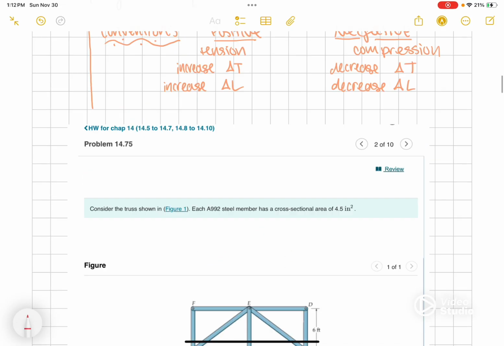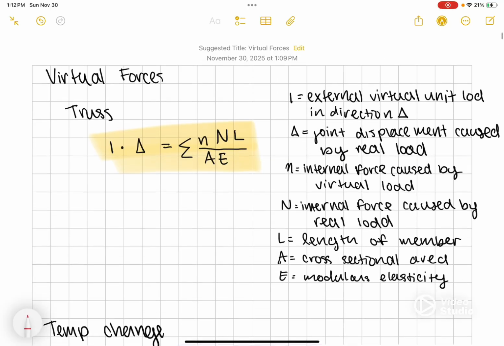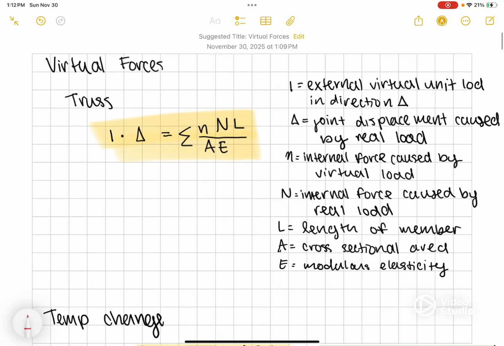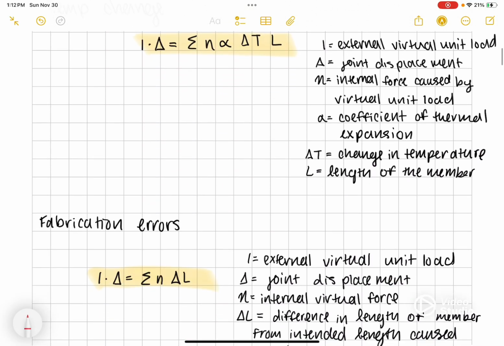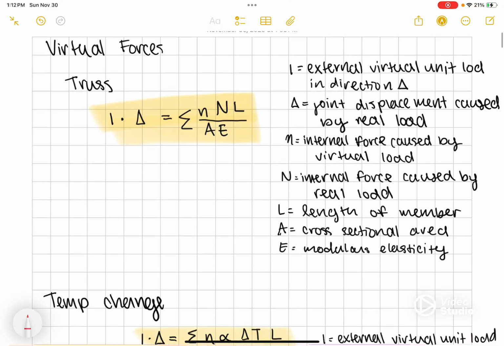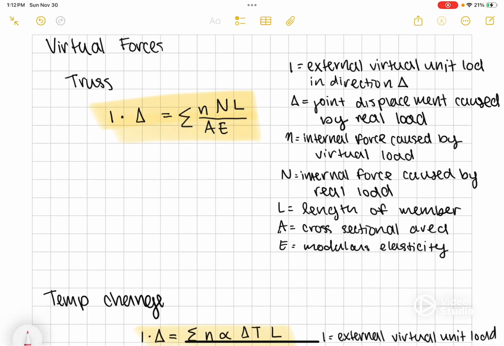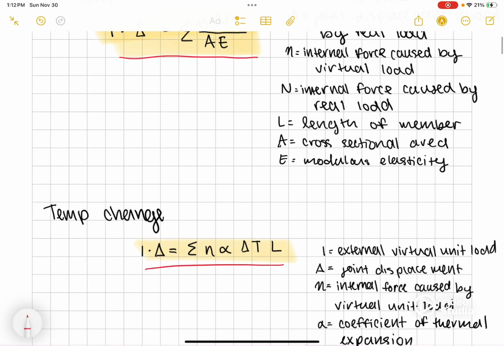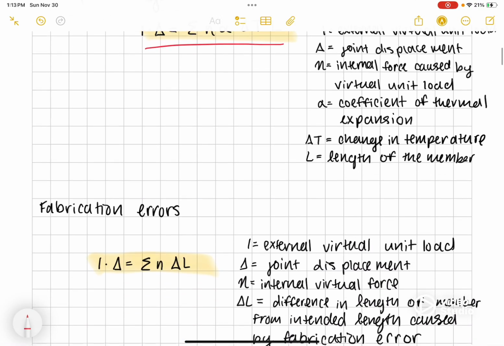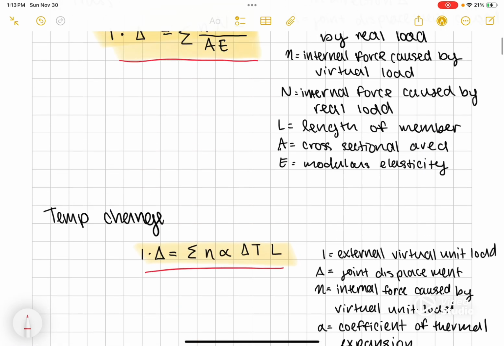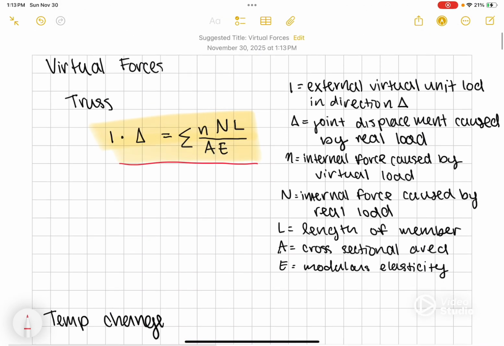But first, let's look at what are the actual equations that we need. So there's 3 different equations for a truss type situation, and one has to do with just an applied force, which is this first equation here. The next one has to do with temperature change, and the next one has to do with fabrication errors. So when they say fabrication errors, they mean if a beam was made shorter or longer than it was supposed to be.